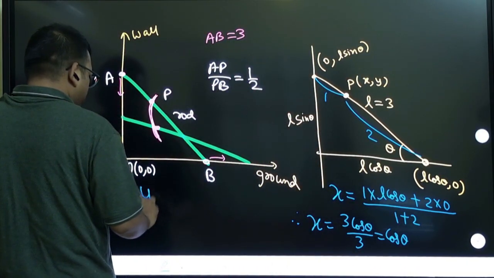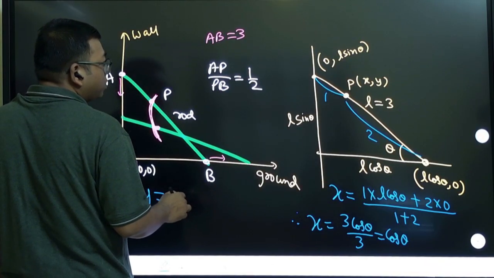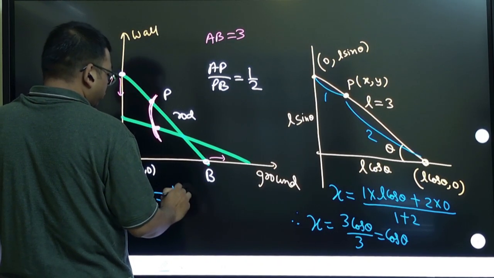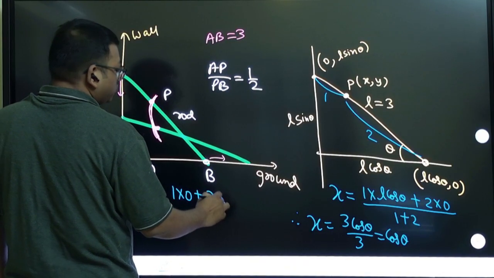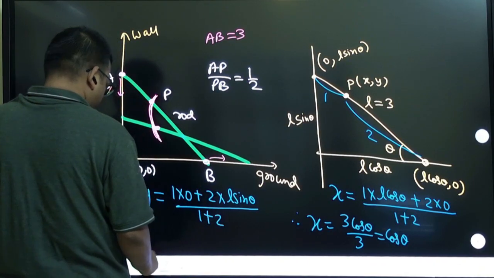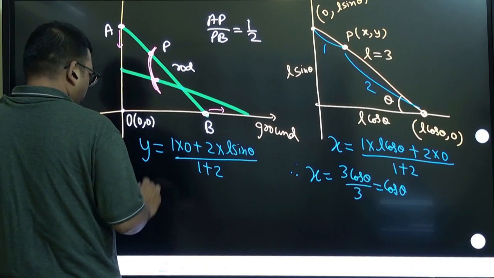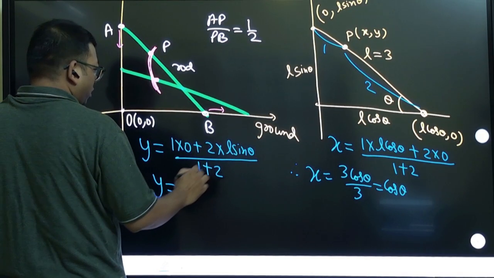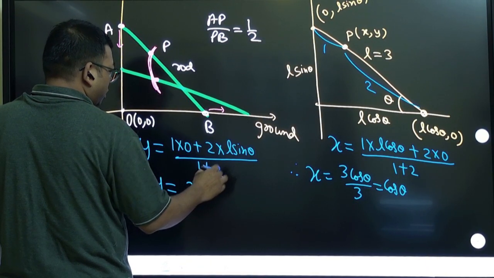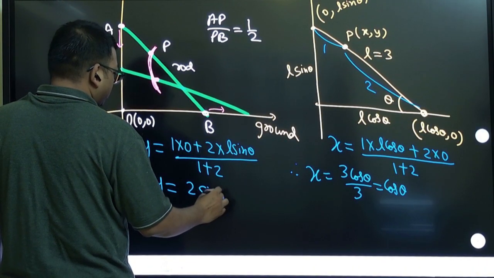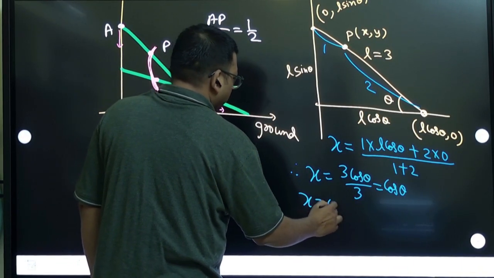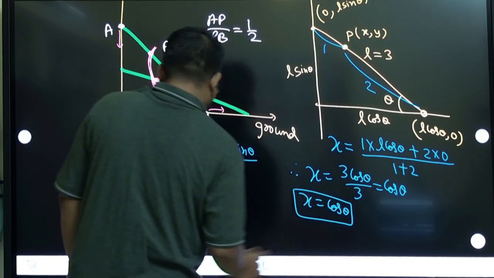Similarly, the y coordinate I will also calculate. y is equal to my2, so 1 into 0 plus 2 into L sin theta divided by 1 plus 2. So from here, what do we get as y? We get 2 sin theta, right? Correct. So now x we have got is cos theta and y we have got is 2 sin theta.